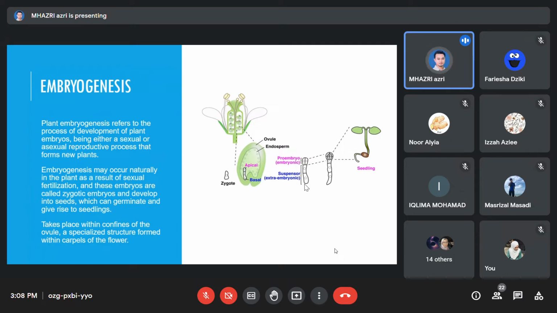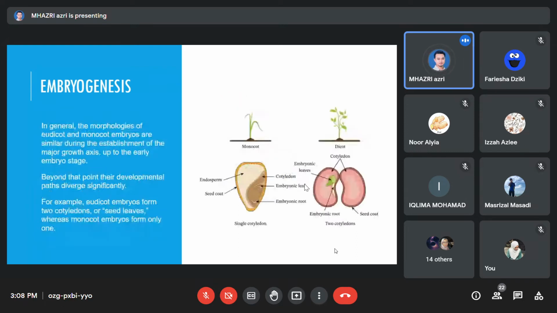So in sexual embryogenesis, the process will take place in an ovules, okay, a specialized structure forms within couples of flower. Okay, generally plant can be categorized into dicots or eudicots and also monocots. What's the difference between dicots and monocots? The cotyledons produced by the seeds during germinations. Okay, monocots will produce only one cotyledons, while dicots will produce 2 cotyledons.